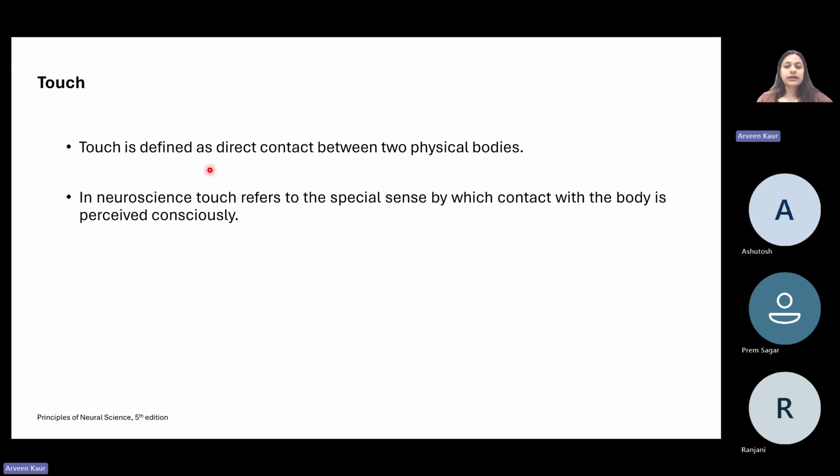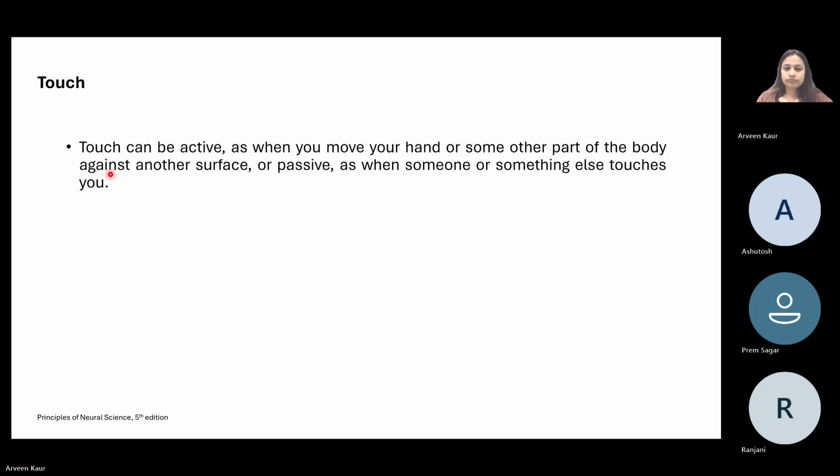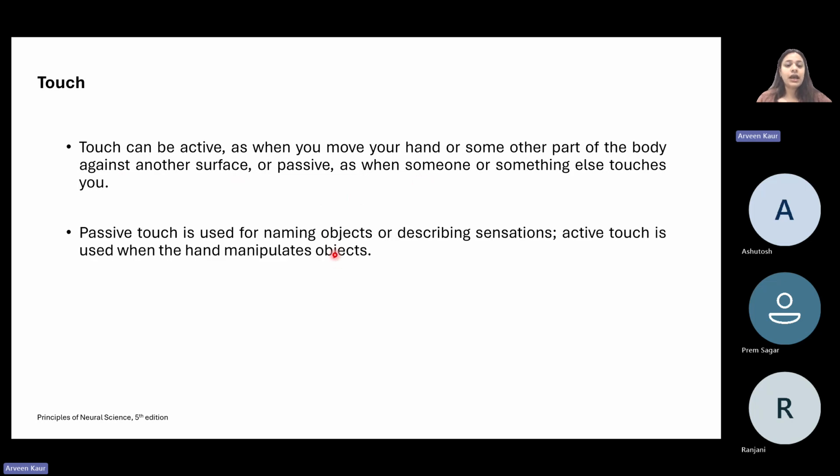So touch is another sense that we come to now. What is touch? It is defined as a direct contact between two physical bodies. In neuroscience, touch refers to the special sense by which contact within the body is perceived consciously. It can be active as when you move your hand or some other part of your body against another surface, or passive when someone or something else touches you, right? So passive touch is used for naming objects or describing sensations.